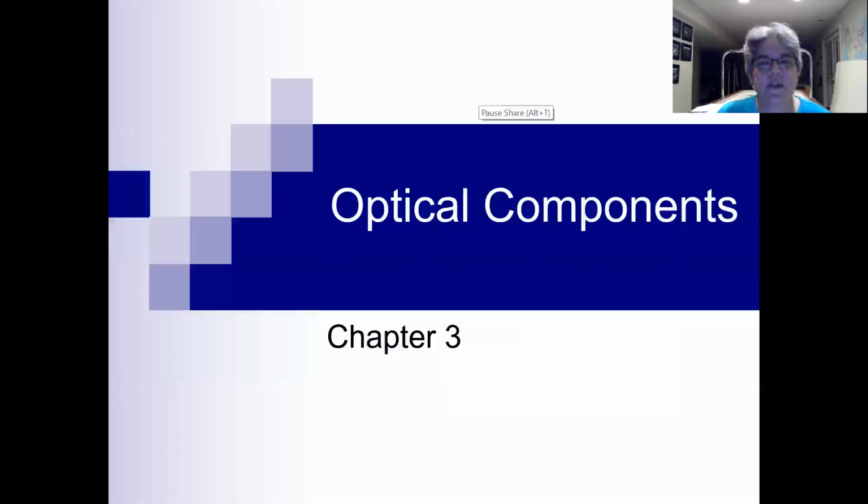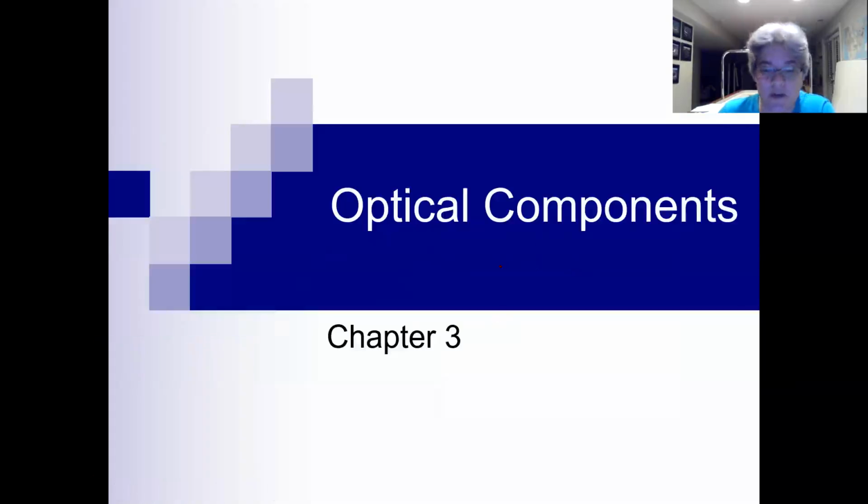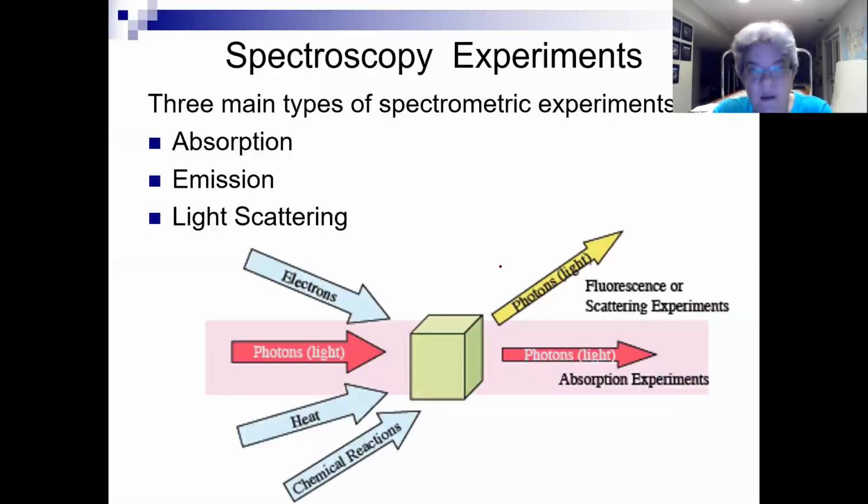Okay, so chapter 3 is called Optical Components. The optical part means that this is spectroscopy instruments, and the word component means parts. So we're going to be looking at the parts of an instrument that measures the spectrum.